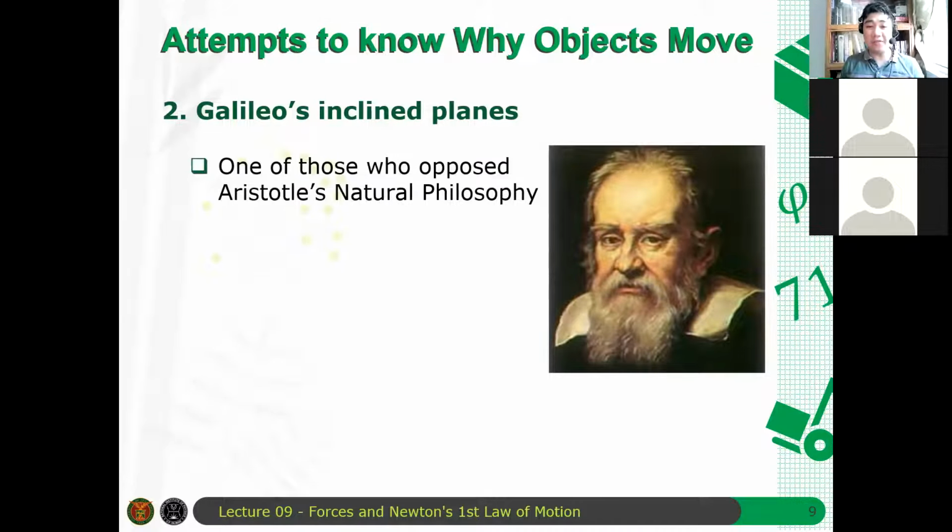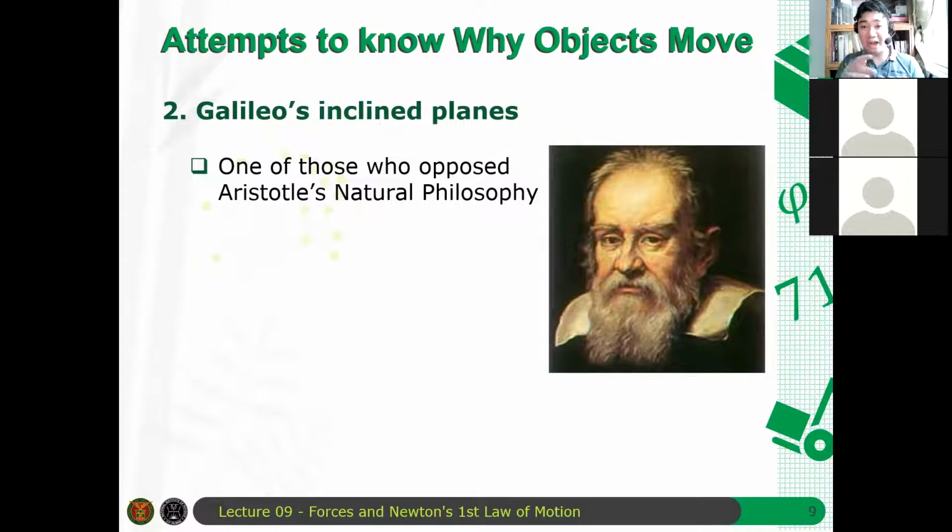Now, he's one of those who oppose Aristotle's natural philosophy. In fact, there are many other persons there, but I haven't discussed them. This is not the main focus of today's lecture. But the point here is that he had many issues with the ideas that had just spread through time. Of course, it's not Aristotle's fault, but it became dogma.